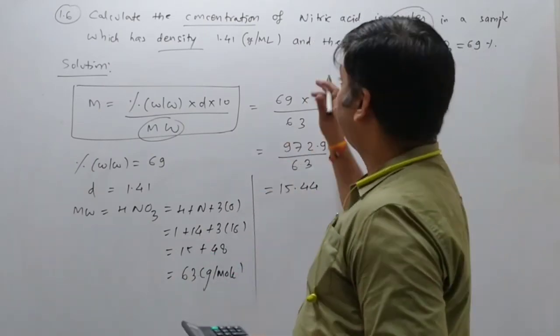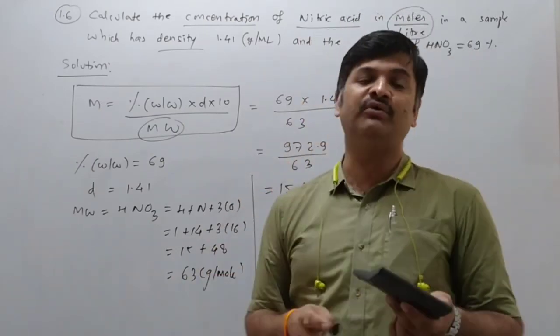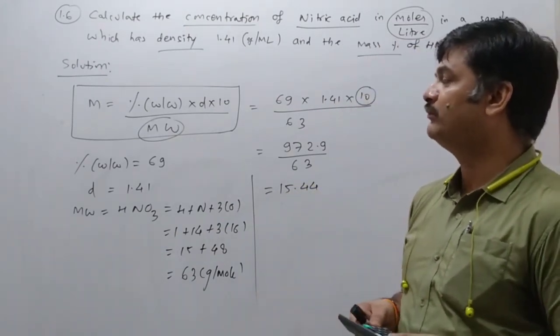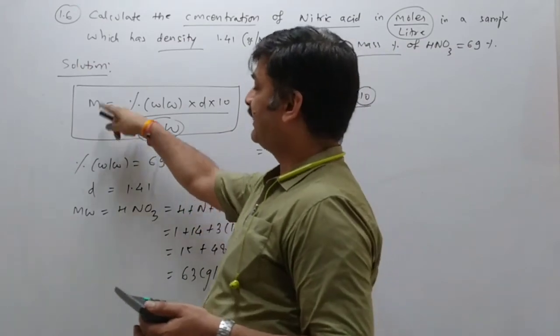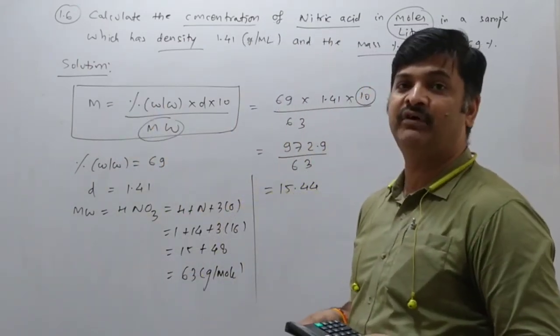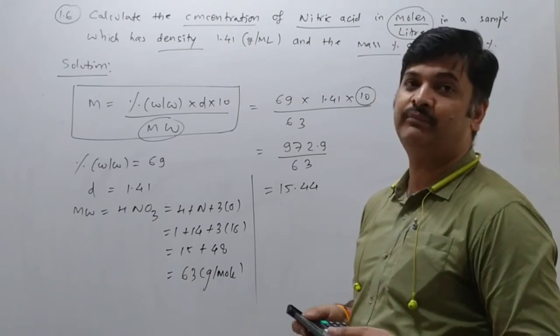So what is nitric acid? Nitric acid is normally known as HNO3. The molarity formula before this was different. In case of molarity, a different type of formula will be there. Clear?